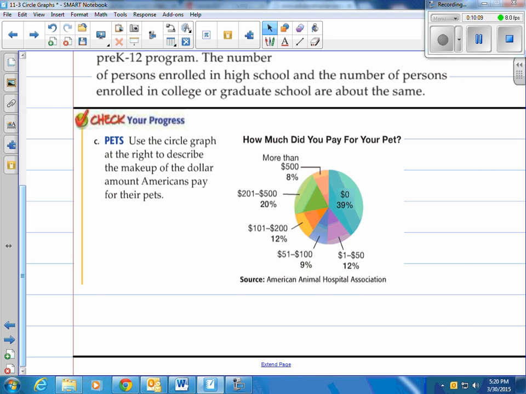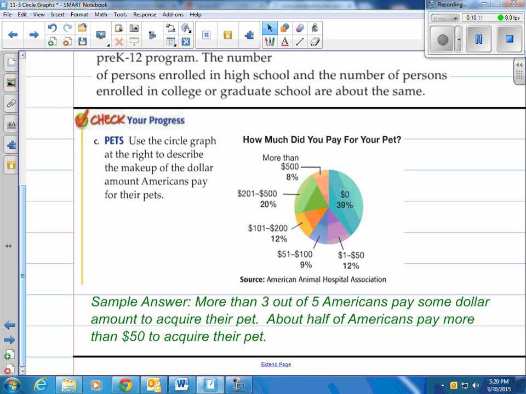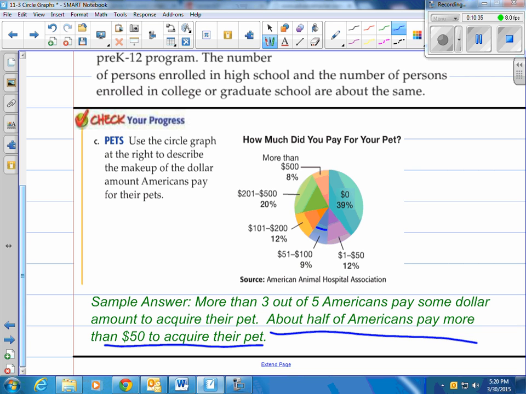Well, here's a sample answer that you could say. It says more than 3 out of 5 Americans pay some dollar amount to acquire their pet. It says about half of Americans pay more than $50 to acquire their pet. So I'm looking at that second statement. About half of the Americans pay more than $50 to acquire their pet. That means more than $50 would be these right here. You see, that's about half.